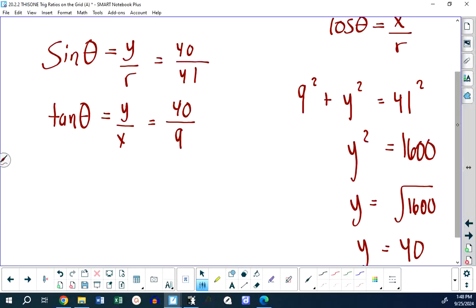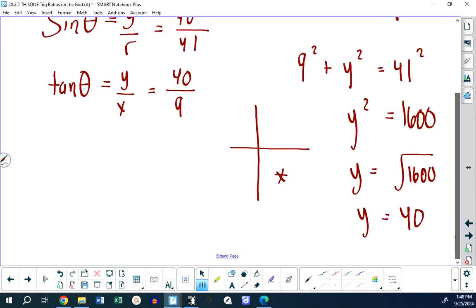Because it's not right. It's in quadrant 4 exactly. In quadrant 4, y is negative. That piece of information was crucial. Y is negative down here.